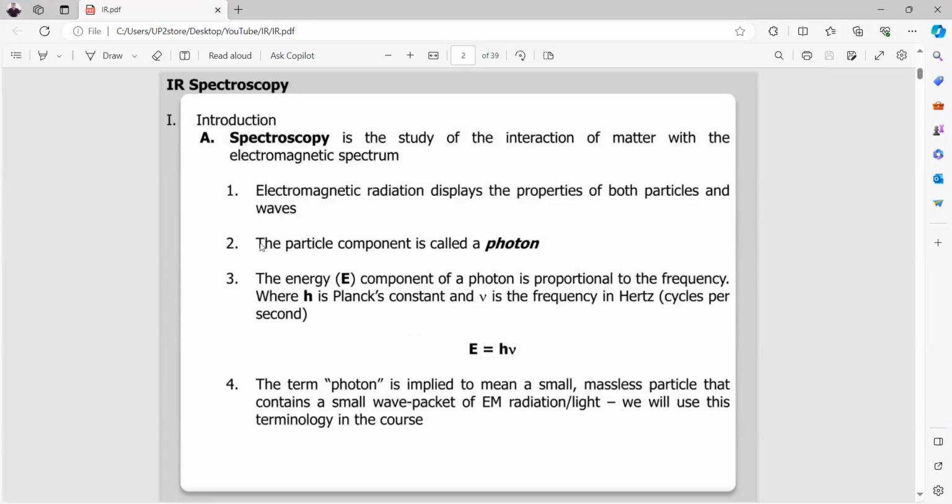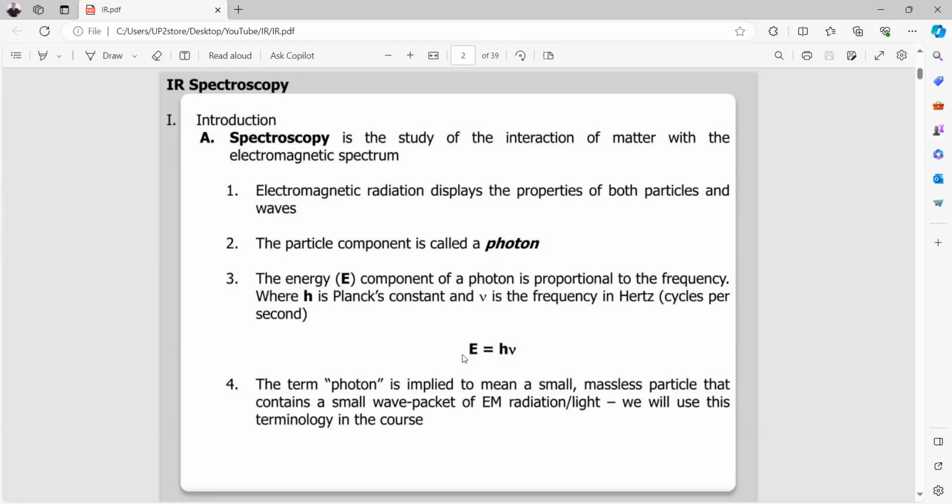As an introduction, we can talk about some information about IR spectroscopy. Spectroscopy is the study of the interaction of matter with the electromagnetic spectrum. Electromagnetic radiation displays the properties of both particles and waves. The particle component is called a photon, and the energy of a photon is proportional to the frequency, where h is Planck's constant and nu is the frequency in hertz.